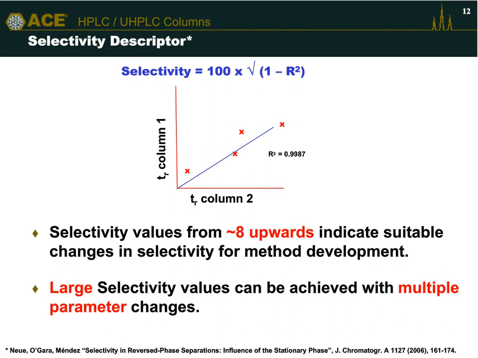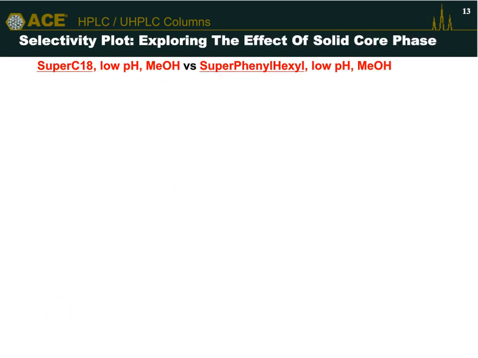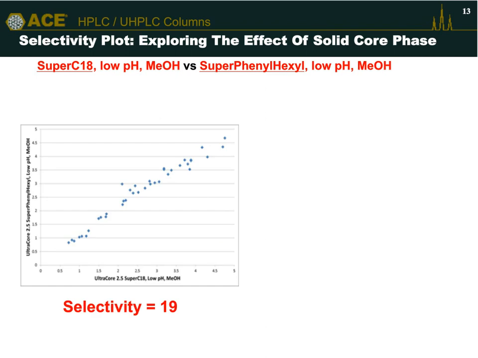So this is an approach that helps you understand the screening approach of different columns with the same mixtures under one or two different conditions. So what does that look like when we look at lots of different analytes? Well, what we have here is an Ultra Core, solid core based example on a Super C18 versus a Super PhenylHexyl at low pH. And we can see here with about 50 odd analytes, small molecules, different molecular weights, different log P's, we've worked out the regression coefficient and calculated the selectivity value, and it gives you a value of 19.